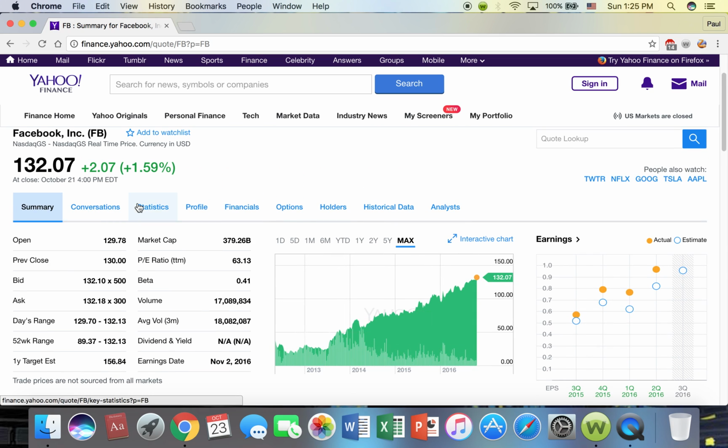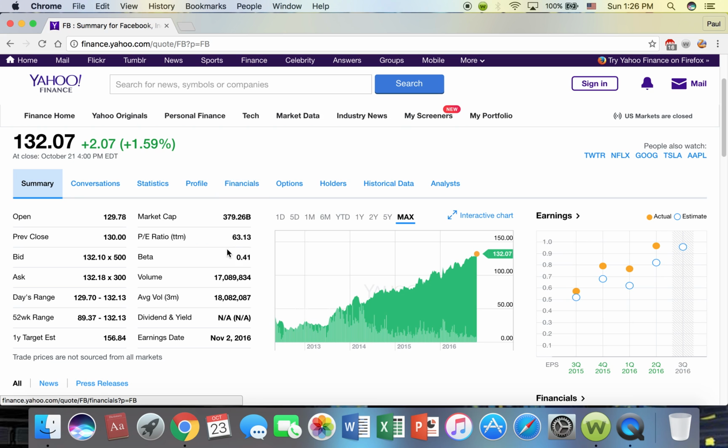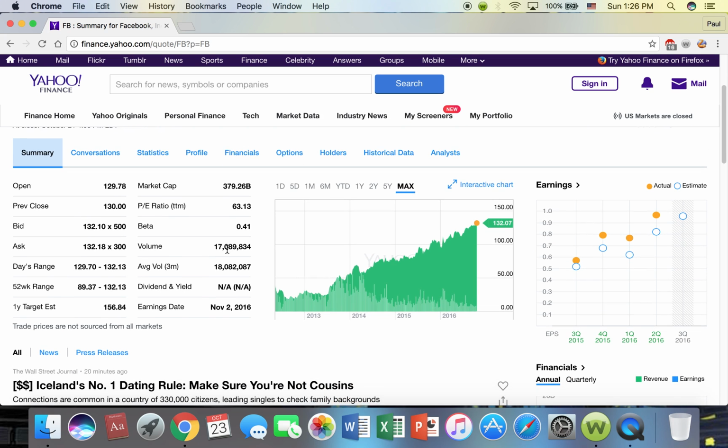So let's start up here. First we have summary, conversation, statistics, profile, financials, options, holders, historical data, and analysts. Now the main ones you're really going to be caring about are the statistics, the financials, and maybe the profile. When you get a little more into research, you can go into options, holders, historical data, and analysts, but for now these are the three main ones you're going to be caring about. So I'll get into those in 1 second.